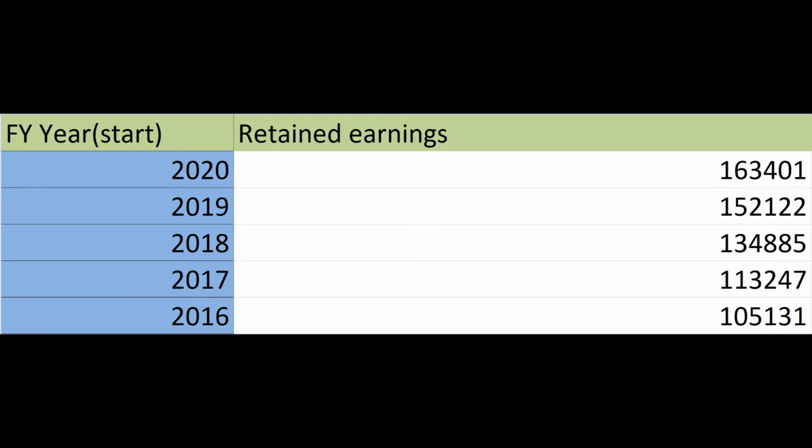Next up is retained earnings. Here we want to see steady growth. If it's not growing steadily, then the money the company is earning is not consistent year on year and can be a result of volatility.